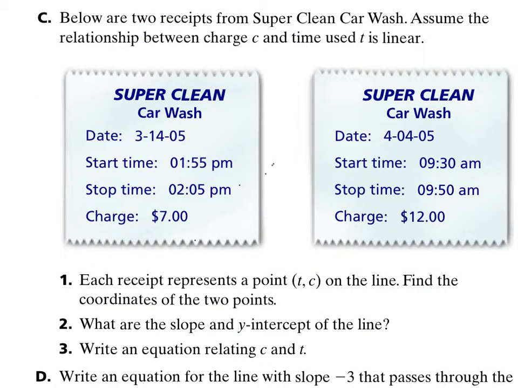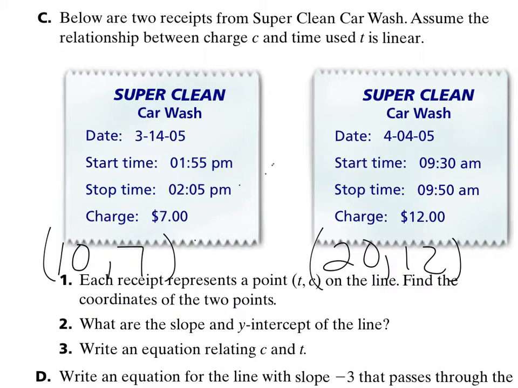Now there's a different way to find the slope between 2 points. And if I was to write again the ordered pairs (10, 7) and (20, 12) down here for each receipt, there's a formula we like to use: y2 minus y1 over x2 minus x1. And this is a way to find the slope between 2 points.